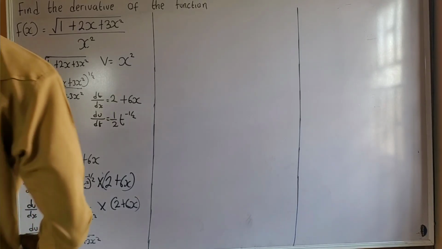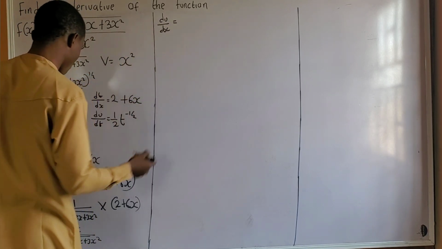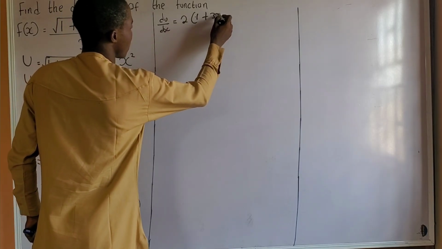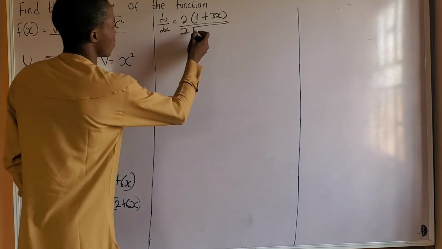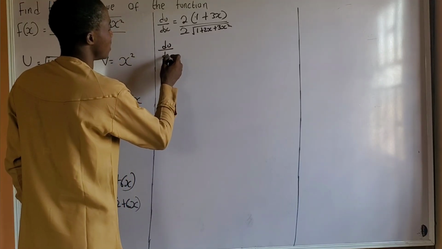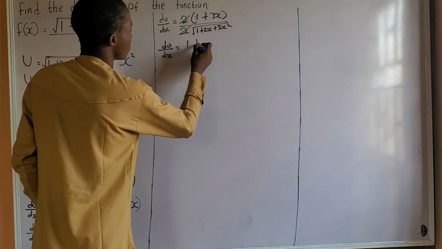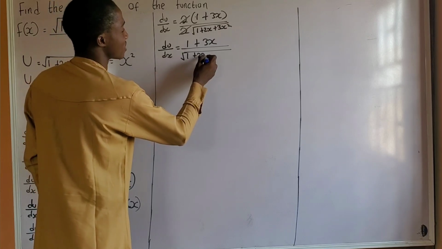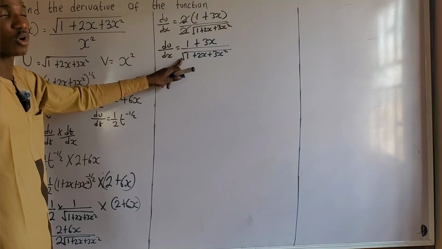Now, it is still simplifiable. Are you getting it? We can still simplify it. du over dx will be equal to, now, factorize 2. You're going to have 2 into bracket 1 plus 3x, all over 2 roots of 1 plus 2x plus 3x squared, okay? So du over dx will be equal to, now this will eliminate this. That will be 1 plus 3x all over the square root of 1 plus 2x plus 3x squared, okay? So this is the value of du over dx.